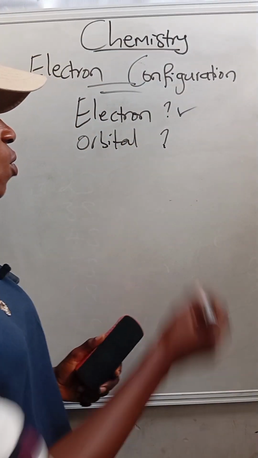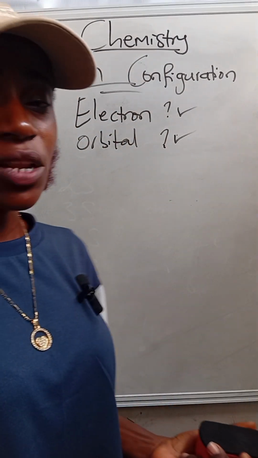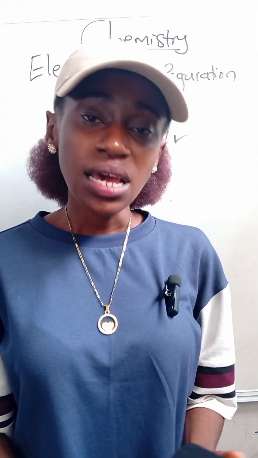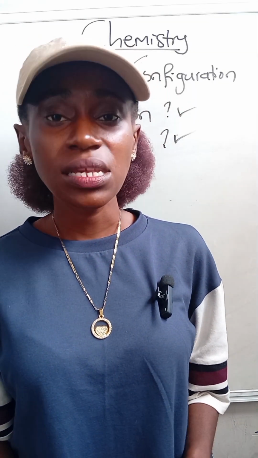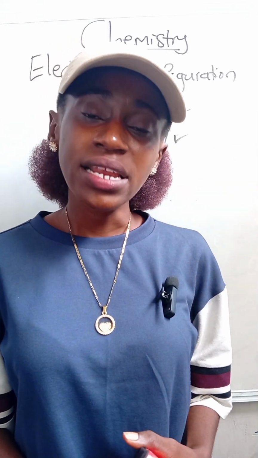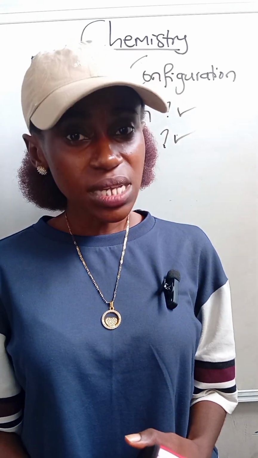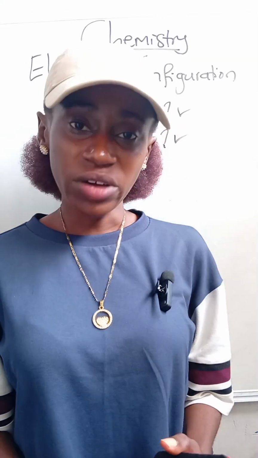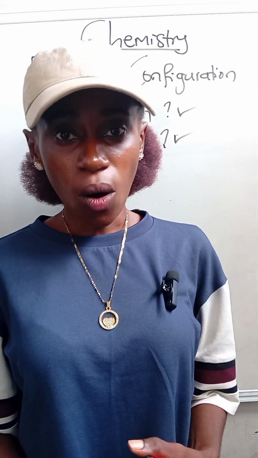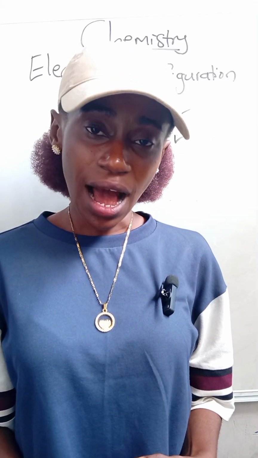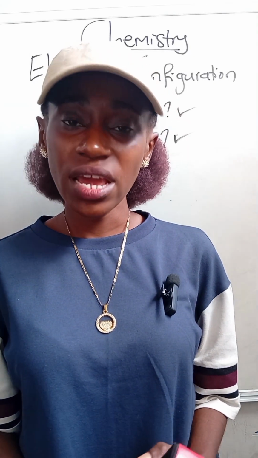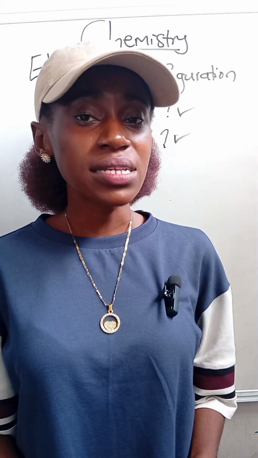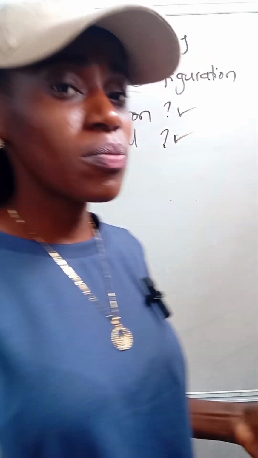So what is an orbital? An orbital is a region in space where you can find an electron. An orbital can also be defined as a region in space where there is the probability of finding an electron. As simple as that. What do I mean by that?